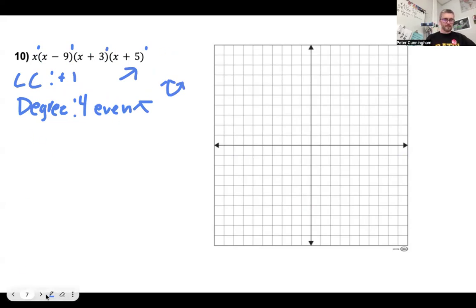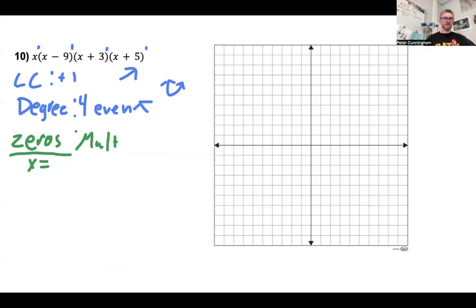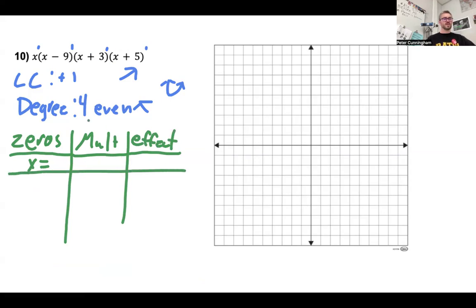Okay. Let's make our zeros green this time, shall we? Our zeros, it is where, what is our x equal? For zeros, we need the multiplicity. Messing up on my tables. So kind of ugly there with this.